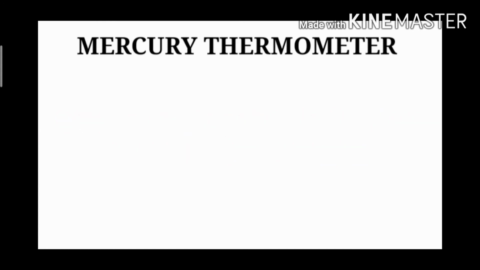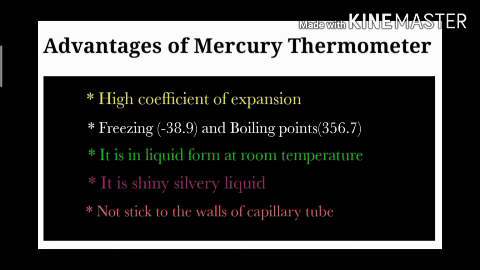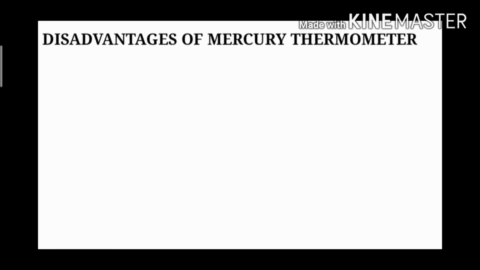Most often we use mercury thermometers because mercury has a high coefficient of expansion, and by using this we can measure very low temperatures as well as very high temperatures. It is the only metal that is in liquid form at room temperature. It is a very shiny liquid and it does not stick to the walls of the capillary tube.